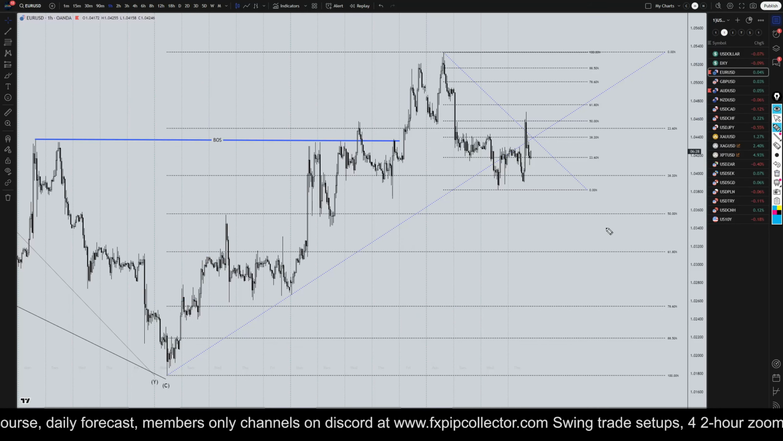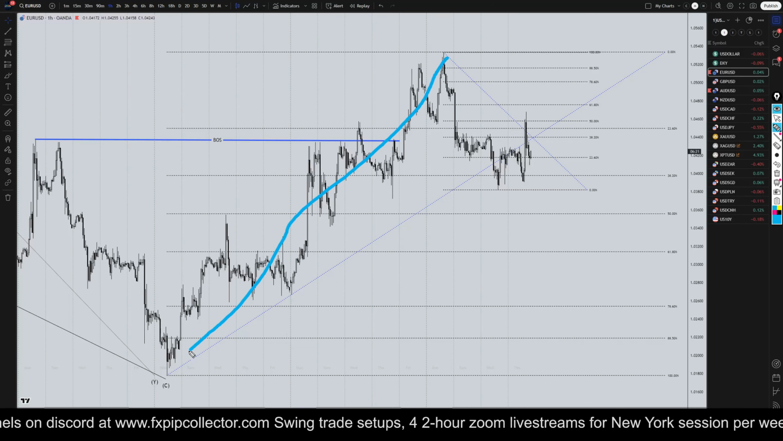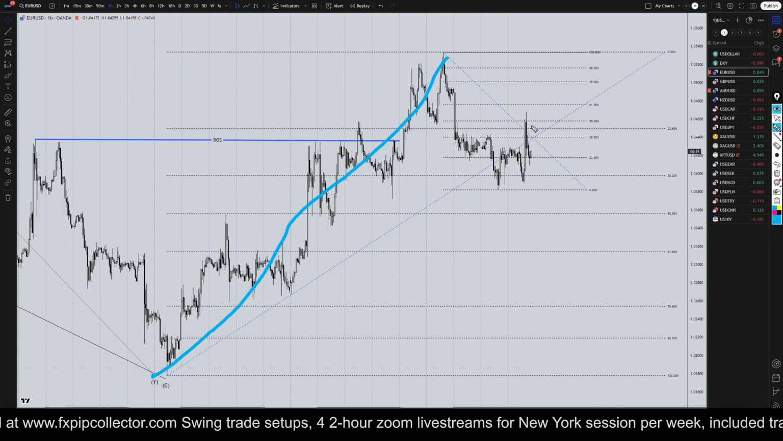So anyways, today on the euro dollar, definitely a little bit of a slow day overall. I believe that we are in a correction right now to this whole move up, so it makes sense for it to be a slow day.